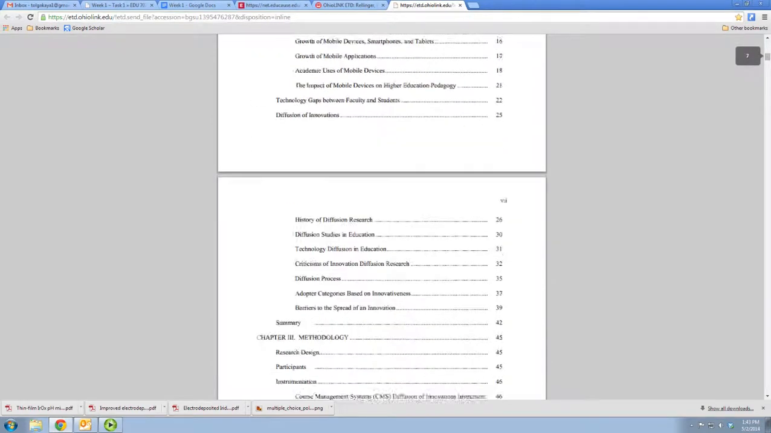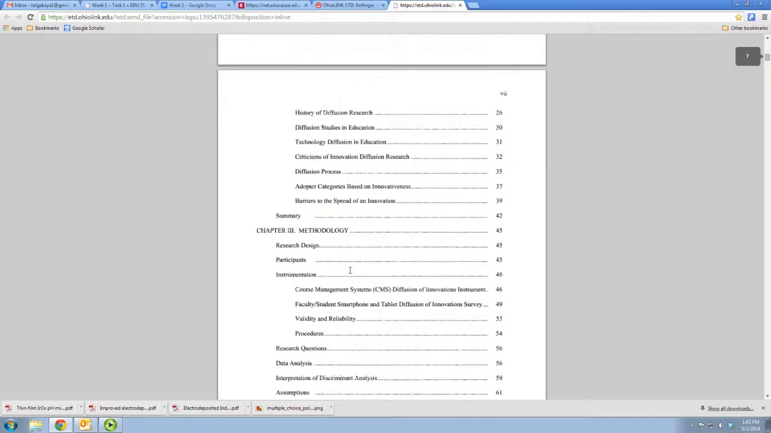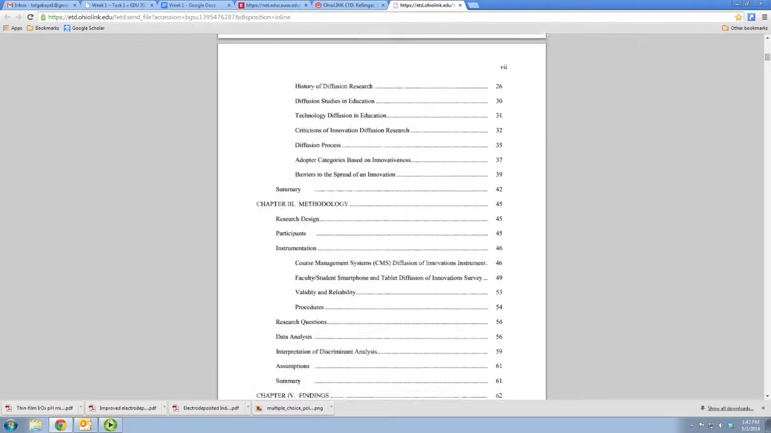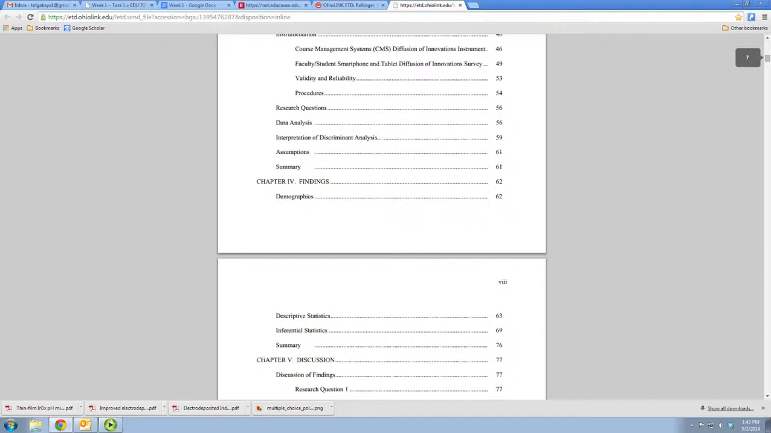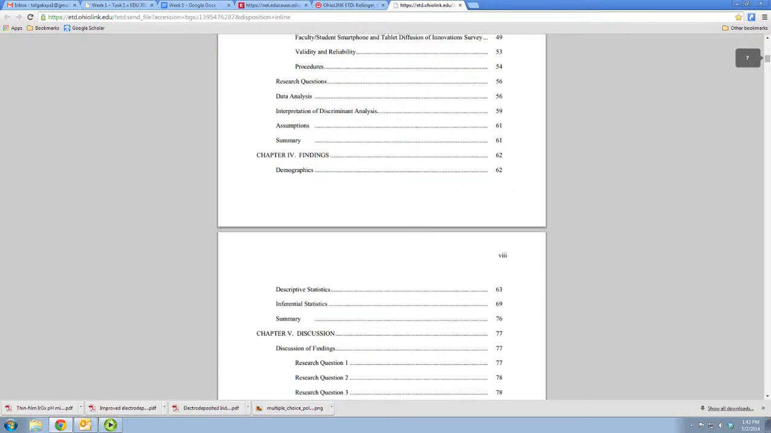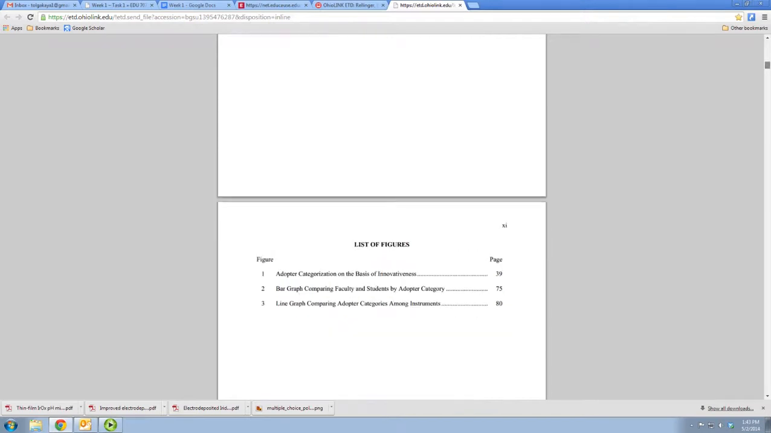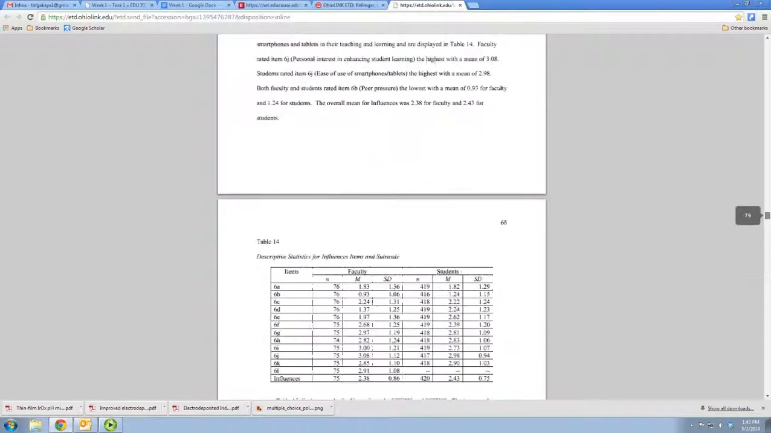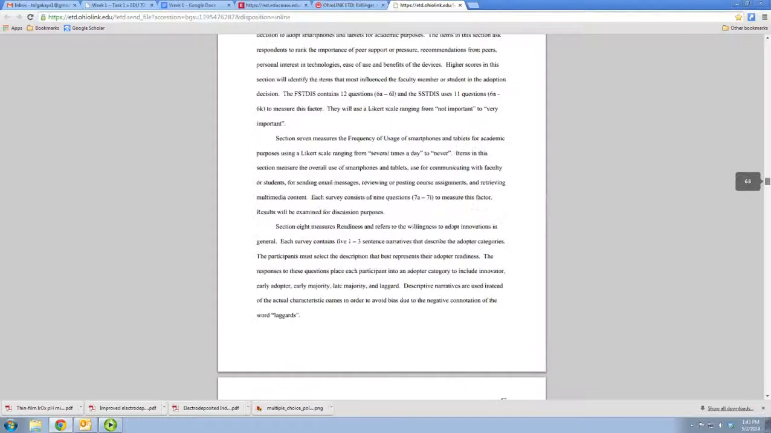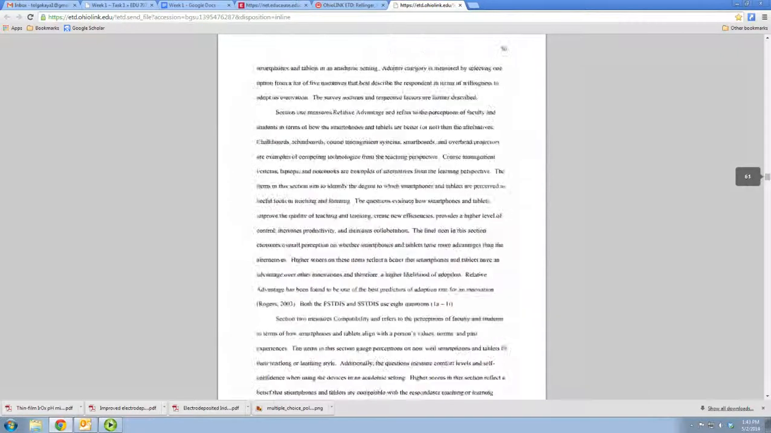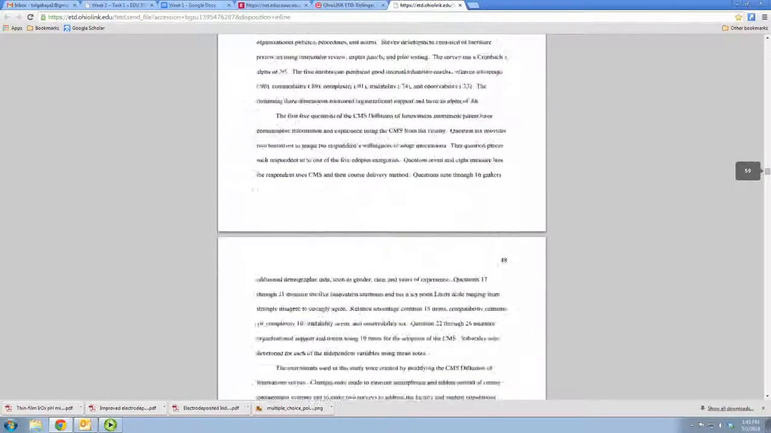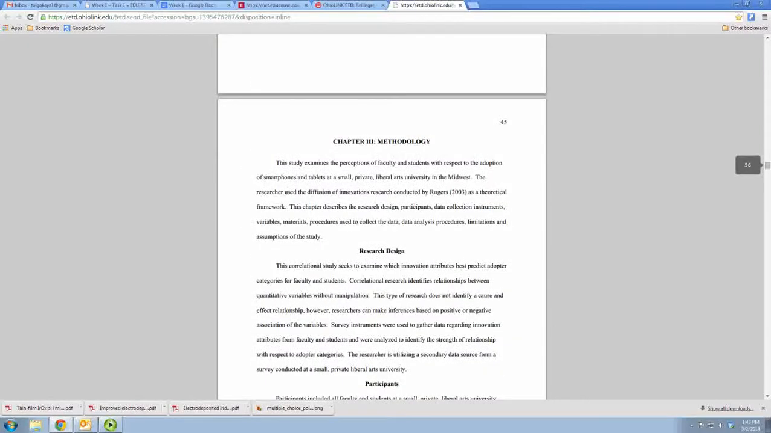Literature review, methodology, research questions, and findings. I'm gonna look at the findings, page 62. Page 62. Oh, too much. What is this? Find the right section. No, not methodology.